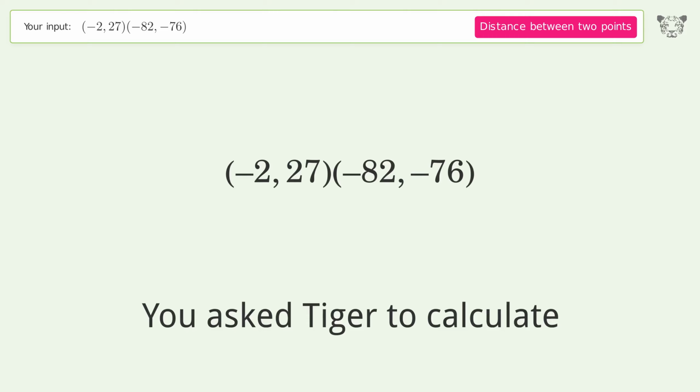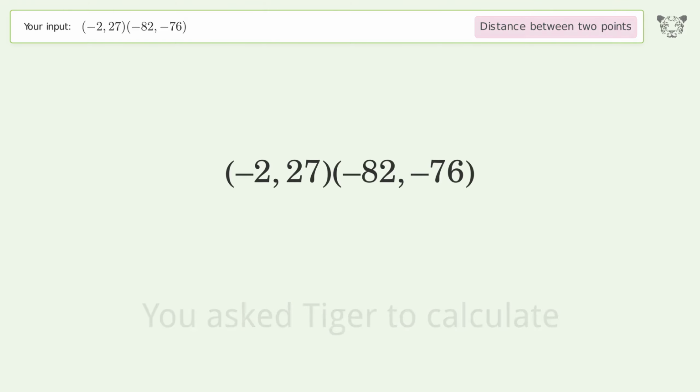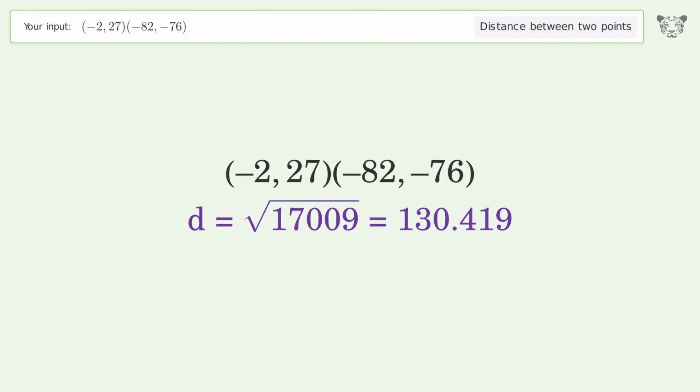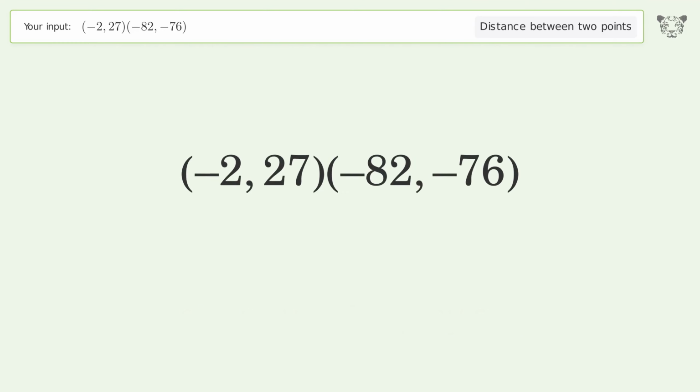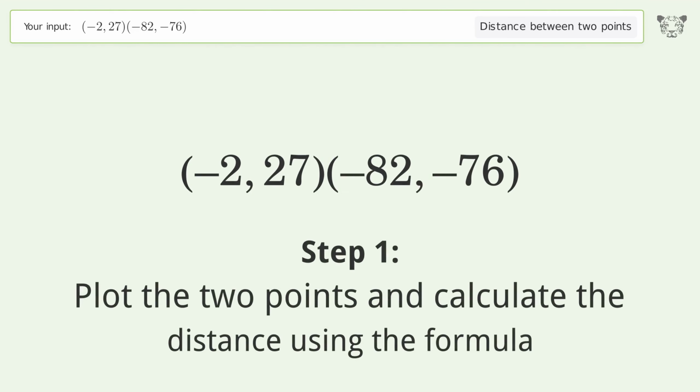You ask Tiger to calculate. This deals with the distance between 2 points. The distance between the 2 points is the square root of 17,009 or 130.419. Let's solve it step by step. Plot the 2 points and calculate the distance using the formula.